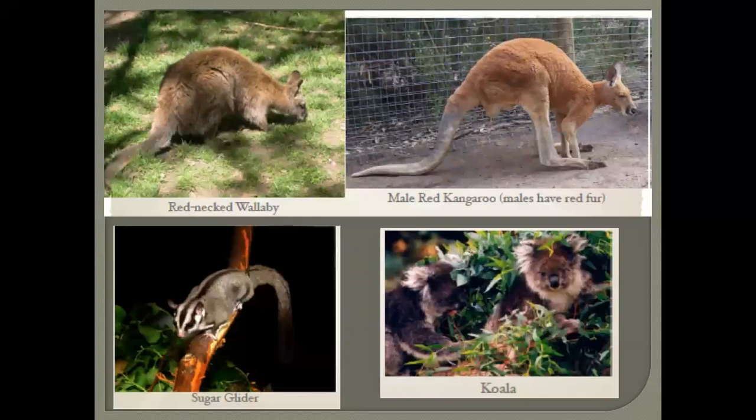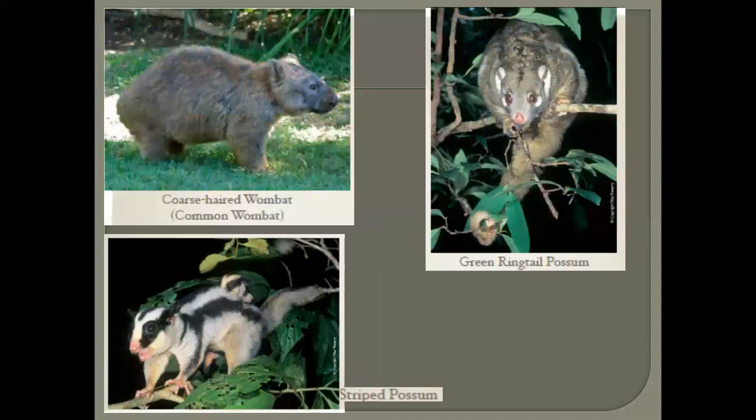And here we have some that you may be more familiar with: the red-necked wallaby, the red kangaroo, the sugar glider, and then maybe your favorite of all of these, the koala. We have a coarse-haired wombat, a ring-tailed possum, and the striped possum, which look absolutely nothing like the possum that is found in North America.